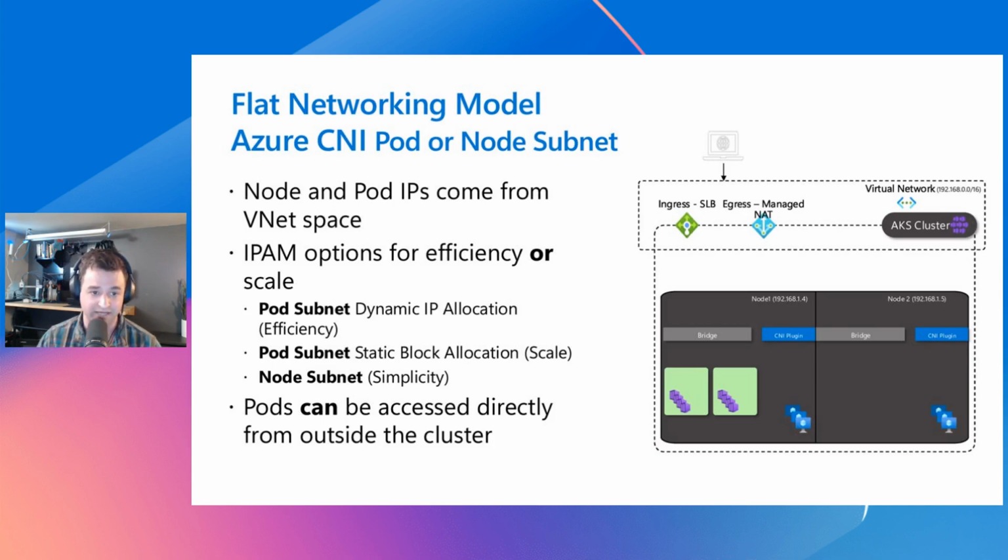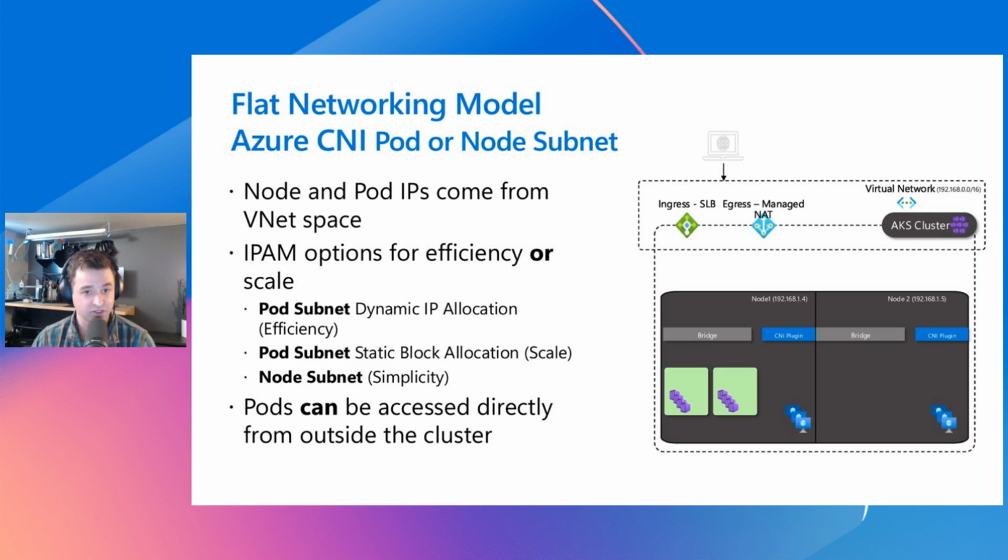Now there's the flat networking model. A flat networking model means that nodes and pod IPs come from the VNet space. This is the option where pods can be accessed directly from outside the cluster because pods are getting a VNet IP. We have a few different options, and it's still Azure CNI, but this is pod subnet or node subnet. The IPAM options allow for efficiency or scale or even simplicity. Pod subnet dynamic IP allocation is for efficiency. If you have some IP constraints and you want the most efficient option, then dynamic IP allocation for pod subnet is going to be your option.